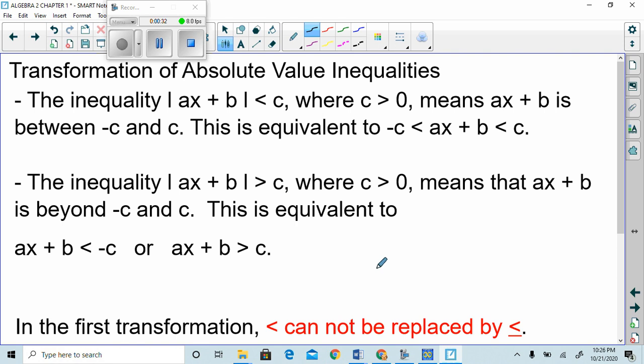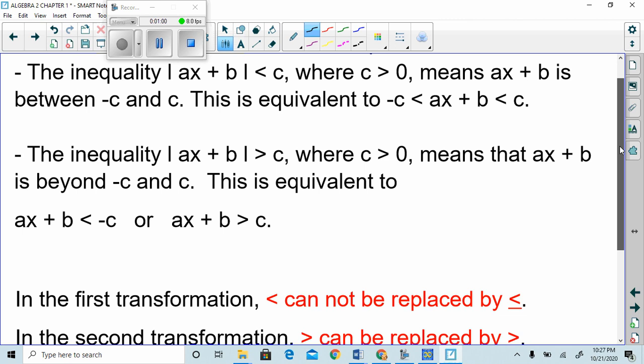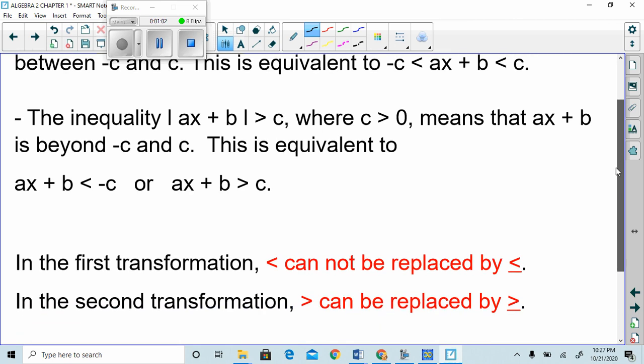In the less than, and don't forget that the C, or the number that it's compared to, has to be greater than 0. It's equivalent to the compound AND type, and it's going to fit between the boundaries of a negative C and a positive C. In the second type, where the expression is greater than, we're going to say that once again it has to be greater than 0. And this time we're going to be looking at the OR types, which should go in the negative C and the positive C direction.